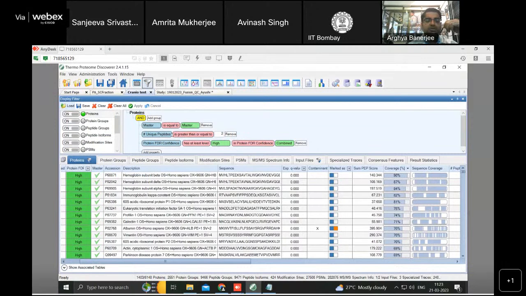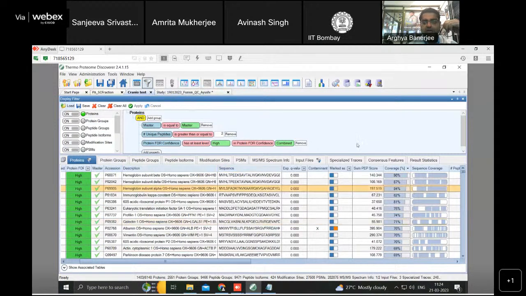We will take only those proteins which have unique peptides of 2 or greater than 2. Once that is done, we will go for the protein FDR confidence, which at least has to be high. Once this is done, you just do the filtration and you will get the list of the proteins. Also, the data can be identified from here, like you will find something around proteins, protein groups, PSMs and isoforms.